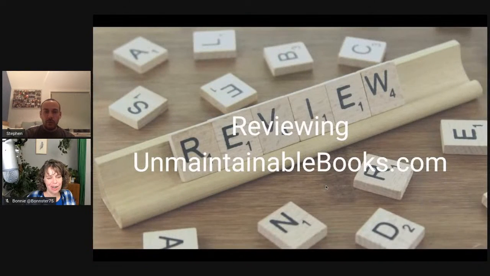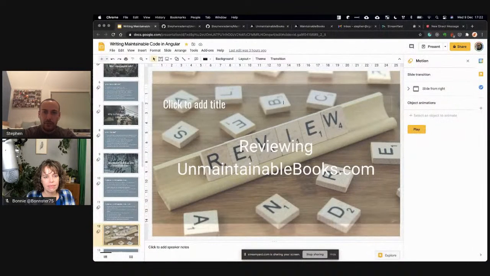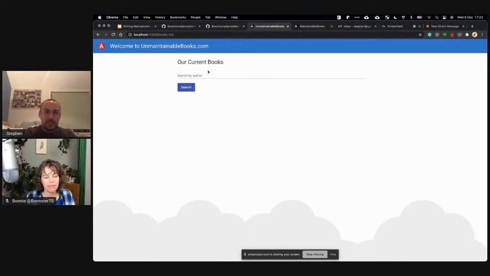Cool. Right. So now what I'm going to try and do is go and show you two projects. The first one is maintainablebooks.com. Then I'm going to show you the code, and then I'll go through what the problems with it are. So let me just try and show you. So here we go. This is unmaintainablebooks.com.